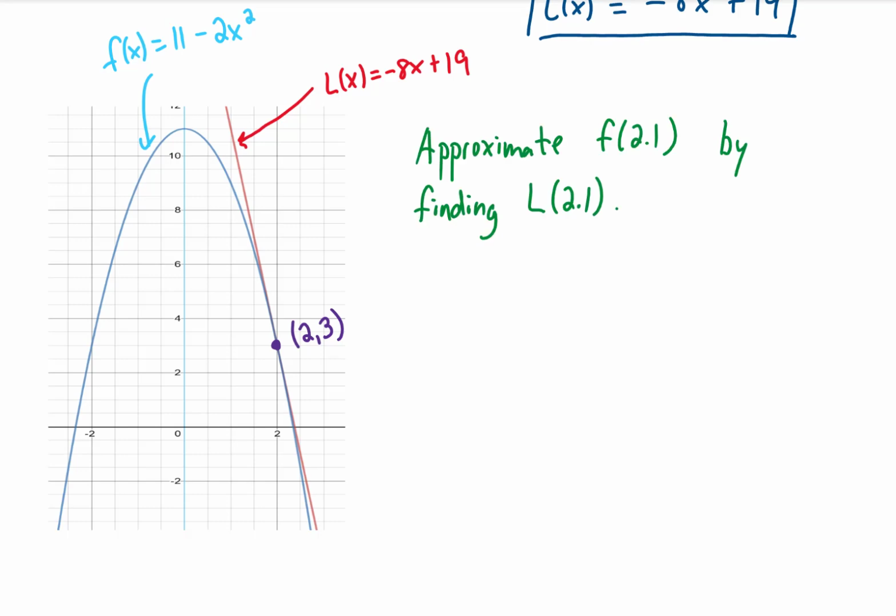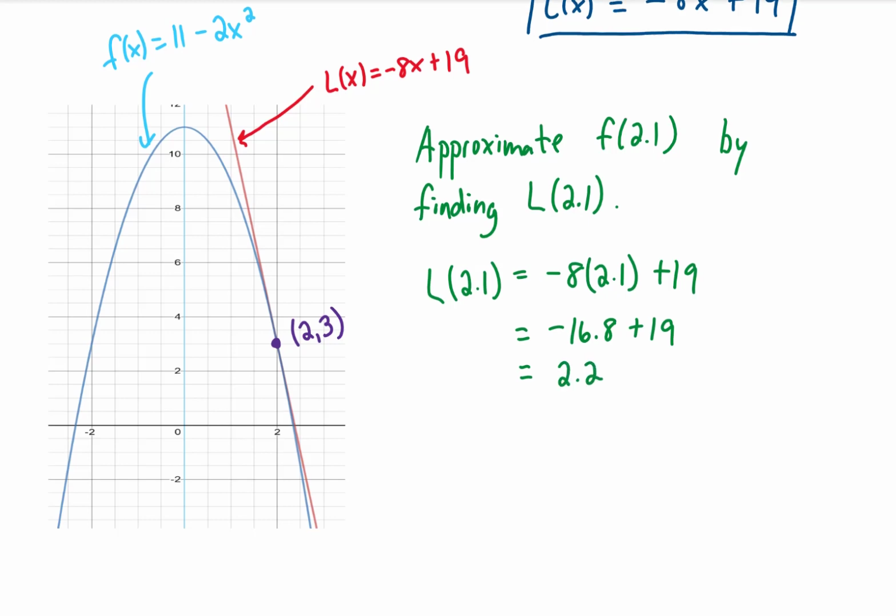So we're just going to simply plug x equals 2.1 into our linear approximation. And since a linear approximation is just a linear function, it's fairly easy to work with. I'm getting a value of 2.2. And that gives us an estimate of f of 2.1.